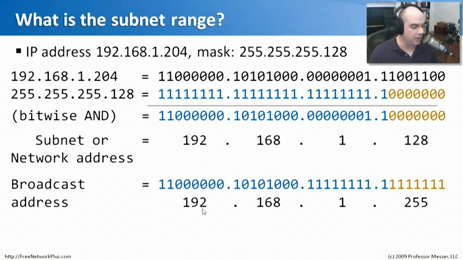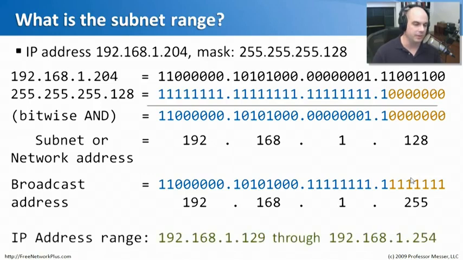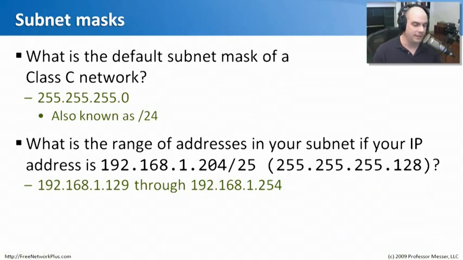It turns out our broadcast address is 192.168.1.255. So we know that the IP addresses on the subnet are all the IP addresses between those two numbers. Here's our summary then. Our IP address range is 192.168.1.129 through 192.168.1.254. And that's the answer to our question. That's the range of addresses in the subnet.